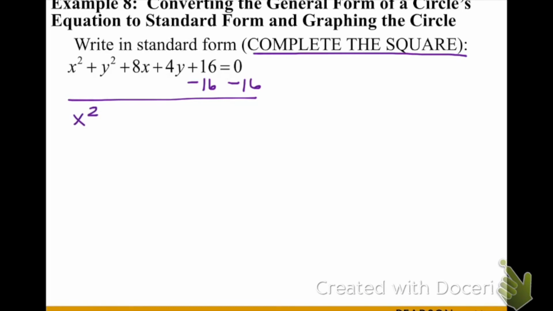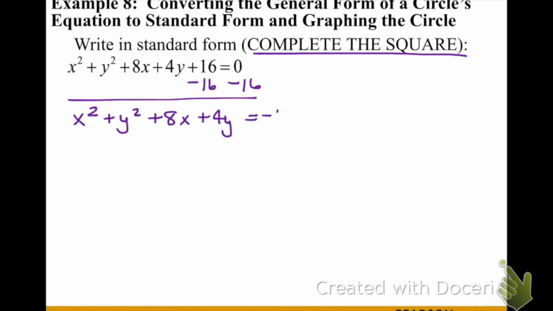Finding the standard form of the circle's equation given the general form, in this case, means that we're going to have to be using completing the square. We will review this process in this example. Our first step is always to get that constant term by itself on the other side. So in this case, we're going from general to standard. This will give us x² + y² + 8x + 4y = -16.